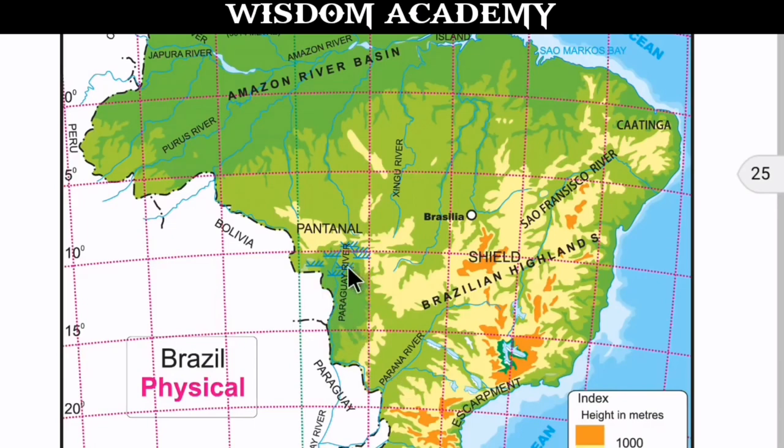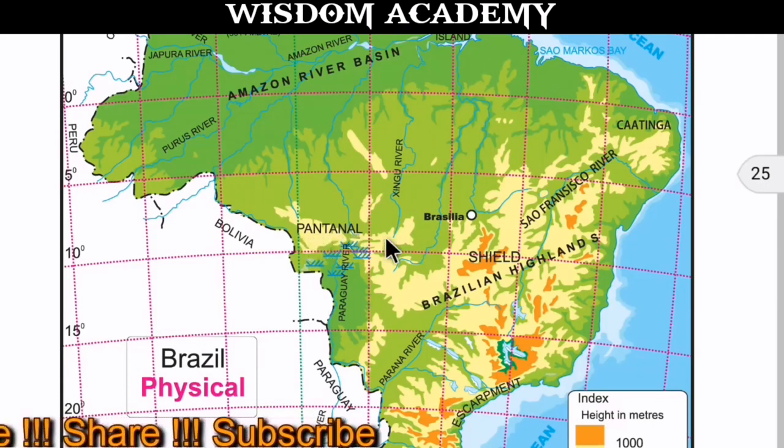Pantanal is one of the largest wetlands in the world. So this is the largest wetland. ये swampy जगह है या दलदल का area है. It is a region of swamps and marshes in northwestern Mato Grosso do Sul in Brazil. It is located in Mato Grosso do Sul in Brazil, and it extends into Argentina. So it is a swampy region. If you get a question, which is a swampy region in Brazil? Remember the name of the region is the Pantanal region.